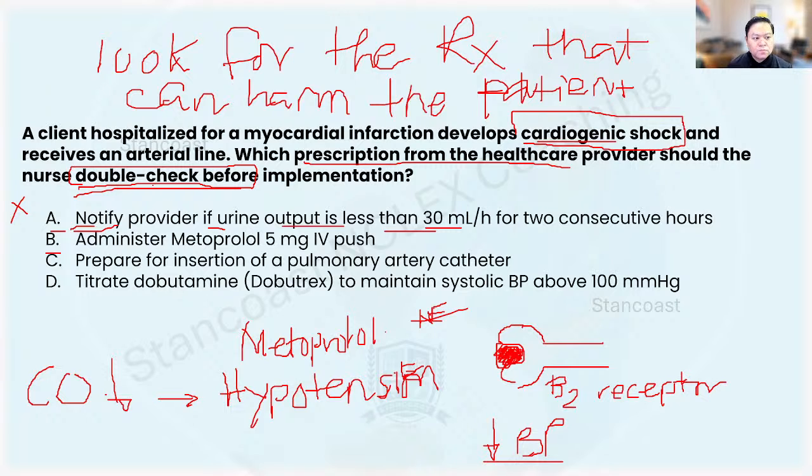And so, if we're going to give metoprolol in a patient that already has cardiogenic shock, do you think it will help? No, it will not. It will cause more complication. So we are going to get rid of this order. We're going to have to question this one. This is unsafe for this patient. That is the correct answer.